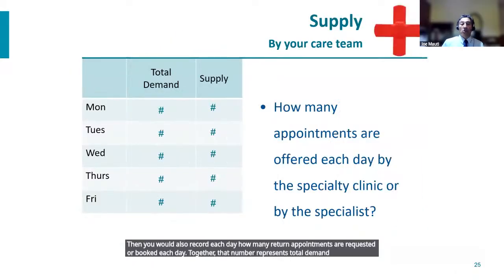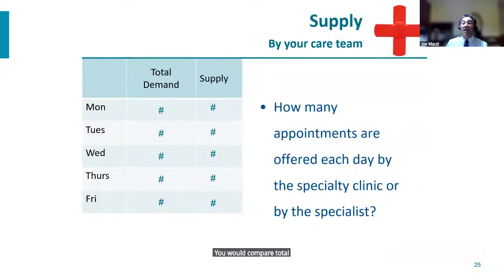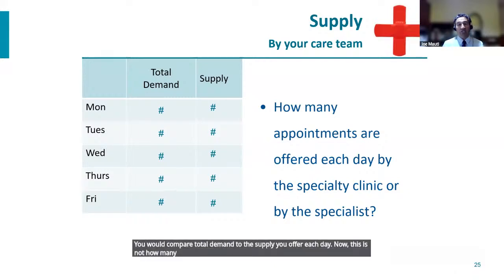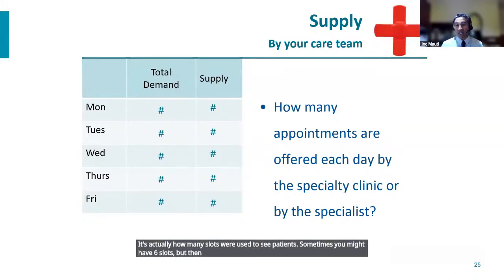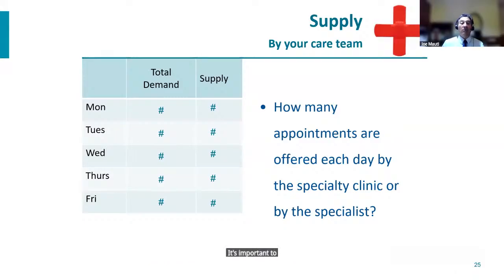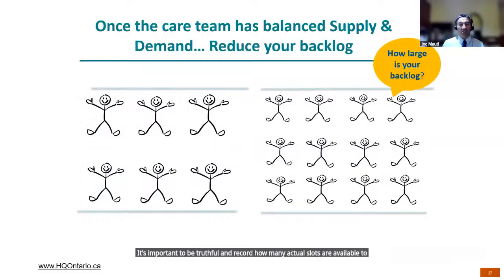You would compare total demand to the supply you offer each day. Now, this is not how many slots are in the schedule in theory. It's actually how many slots were used to see patients. Sometimes you might have 6 slots, but then the provider has a meeting they have to go to, or they have a lunch and learn like this webinar, so they don't see patients. So it's important to be truthful and record how many actual slots are available to see patients.